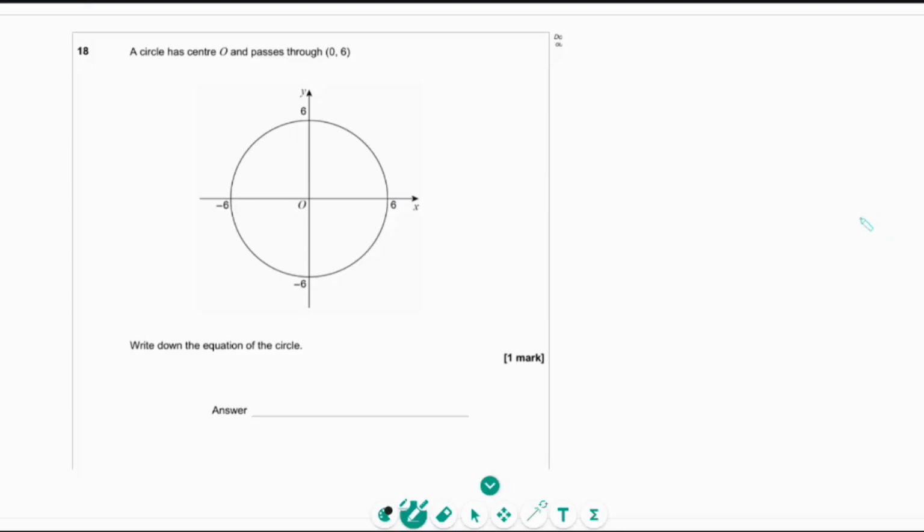Question 18. A circle has centre (0, 0) and passes through (0, 6). Write down the equation of the circle. So you need to know for the equation of a circle, x squared plus y squared, and all the circles given to you at GCSE will have centre 0 anyway. So x squared plus y squared equals r squared. What's the radius here? Well, this is the radius, 6 units. So x squared plus y squared equals 6 squared, or you could have that as 36.